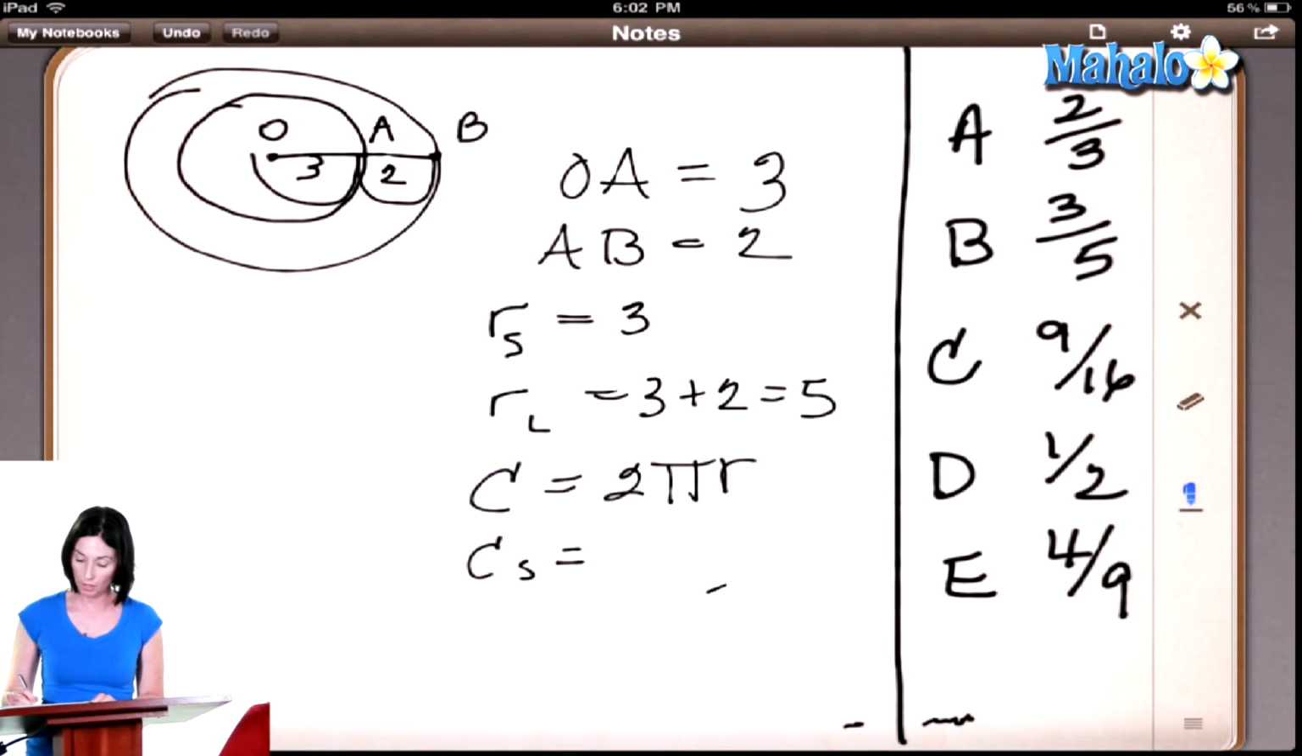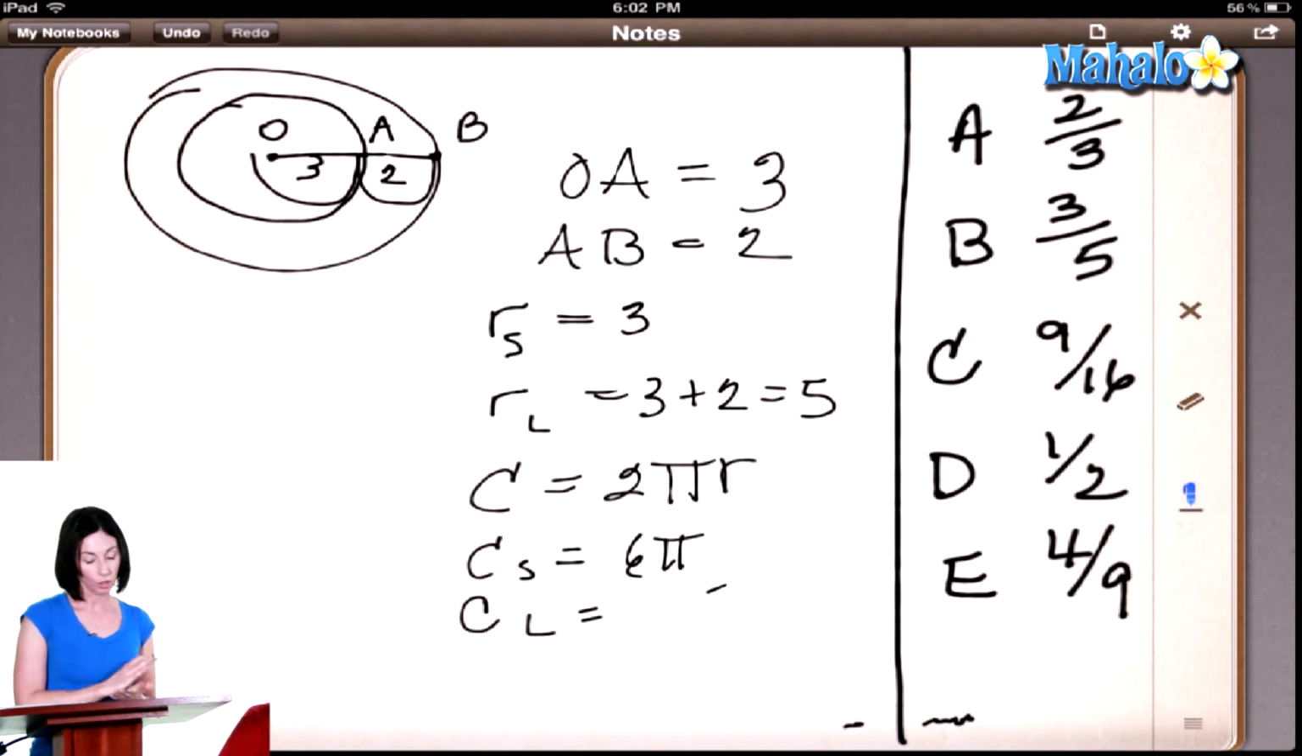And what about the larger circle? That would be 20 pi? Is it 20? It's 2 times pi times 5, right? Okay. Which is 10 pi. Okay, so now what do you have to do?